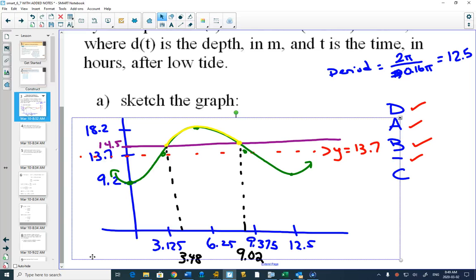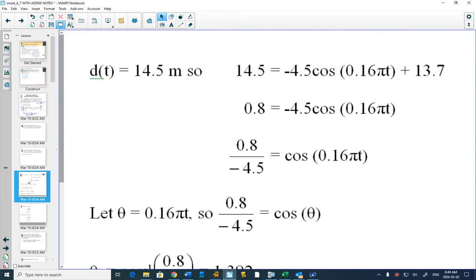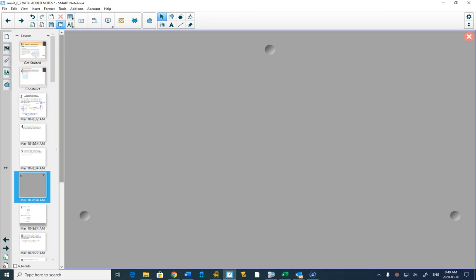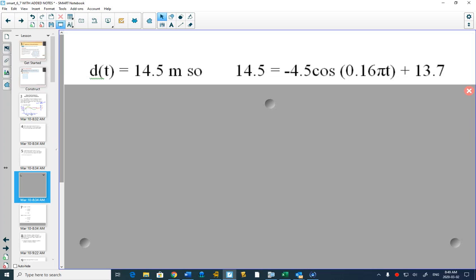So here's how we would go about solving it without our calculator. Okay, we want to find out where it intersects when the depth is 14.5. So you know the y value is 14.5, and you could plug that into your equation. The only thing you don't know now is t. Anytime there's only one variable in an equation, you can solve for it.